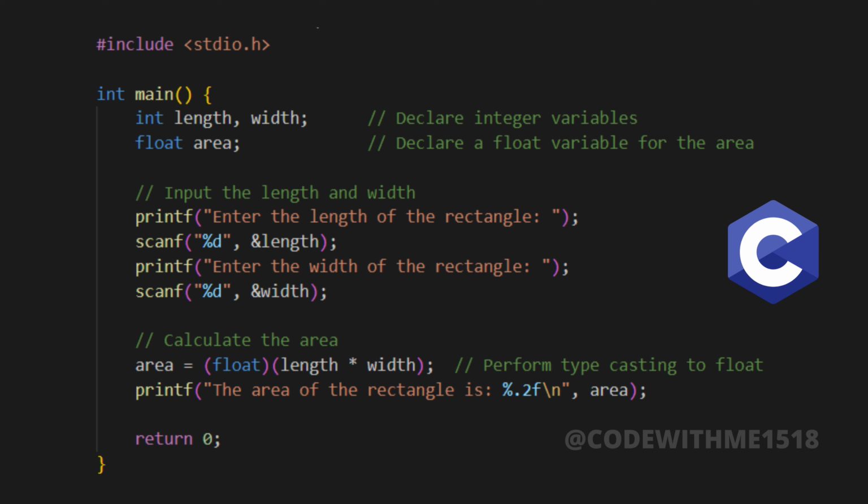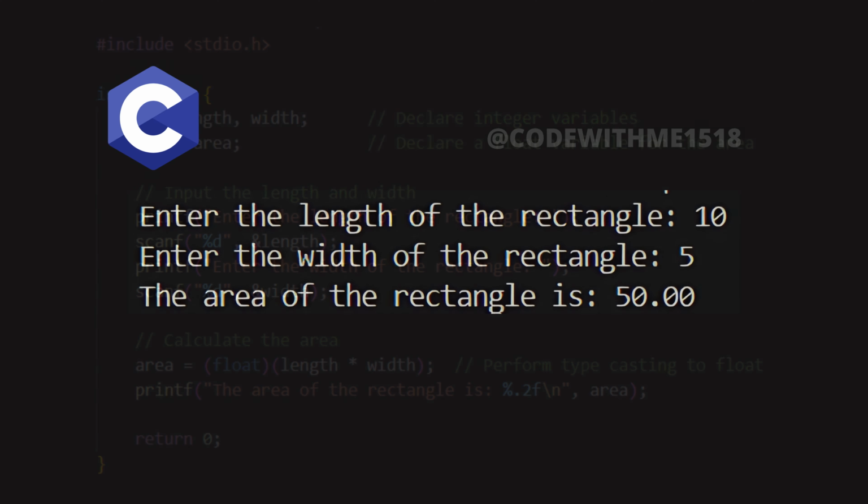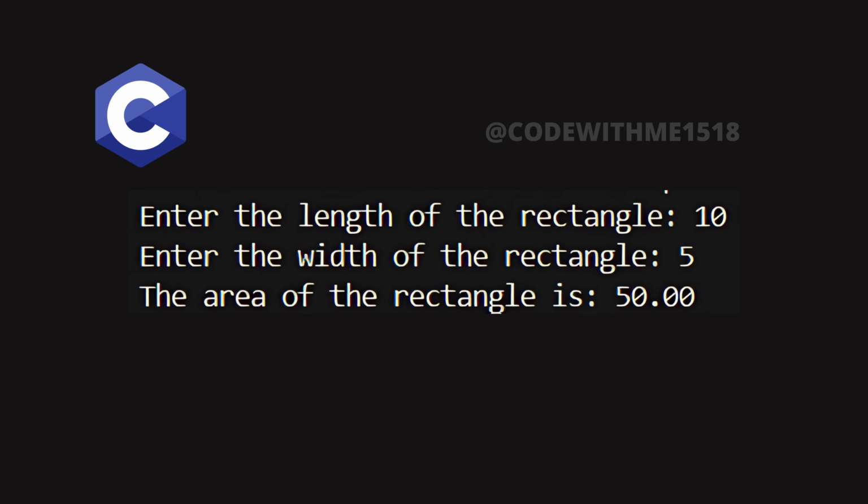In this program, we first declare variables to store the rectangle's length and width, as well as the area. We use scanf to take input from the user. The formula for the area is length * width, and we cast the result to a float to ensure decimal precision. Finally, we use printf to display the result with 2 decimal places using %.2f. For example, if the user enters a length of 10 and a width of 5, the program outputs the area of the rectangle is 50.00.